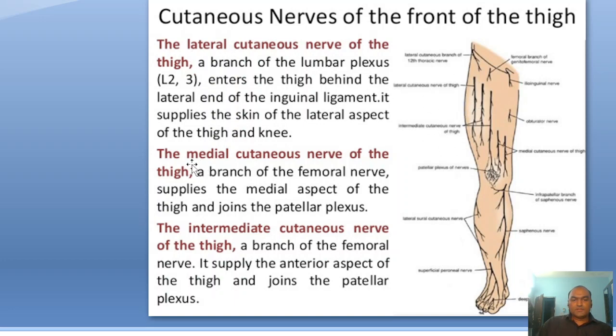Second is medial cutaneous nerve of thigh, a branch of femoral nerve. It supplies the medial aspect of front of thigh and patellar plexus around patella. So this is the medial compartment and medial cutaneous nerve of thigh. In between the lateral cutaneous nerve of thigh and medial cutaneous nerve of thigh runs the intermediate cutaneous nerve of thigh. It is a branch of femoral nerve and it supplies the anterior aspect of thigh and joins the patellar plexus, and both these nerves join with the patellar plexus around the patella.